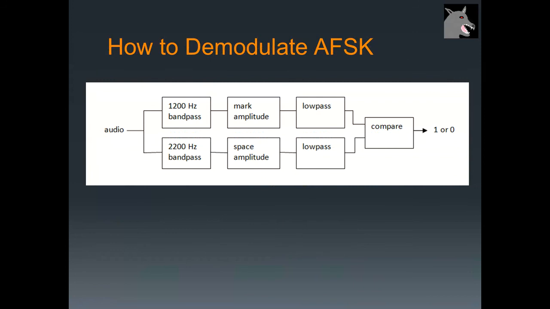This is one way that you can do it. There's other ways. But what I do is I have a bandpass filter for each one of the tones, and then it detects the amplitude, and it goes through a low-pass filter to let the data part through while blocking out the audio tone. And then we just compare which one's greater, and that gives us a 1 or 0. This goes into something called an HDLC decoder, and that looks for that special pattern of 0, 1, 1, 1, 1, 1, 1, 0 at the beginning and end, and then it checks for the proper CRC to know if it was received correctly or not.